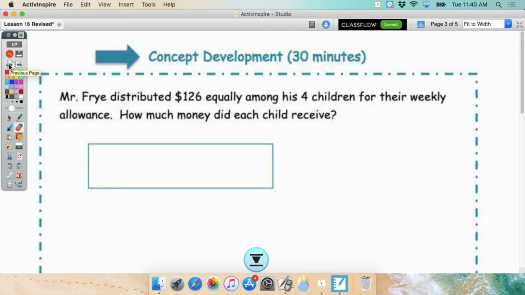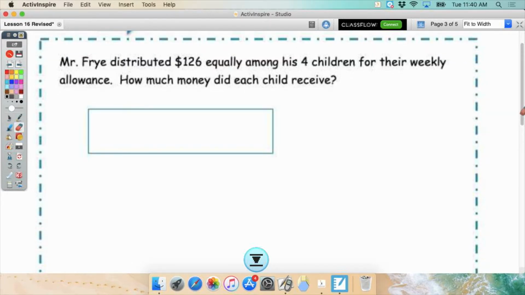Okay, so this is a pretty good one. Yeah, they're starting off easy and then it's going to get a little harder, but it's good. So Mr. Fry distributed $126 equally among his 4 children for their weekly allowance. How much money did each child receive? So do we have a total? Yes. Okay. Do we have the number of children? Yes. 4. So what's my problem here? 4 divided by 1.6. Good try. How about 126 divided by 4? Oh. Yes.